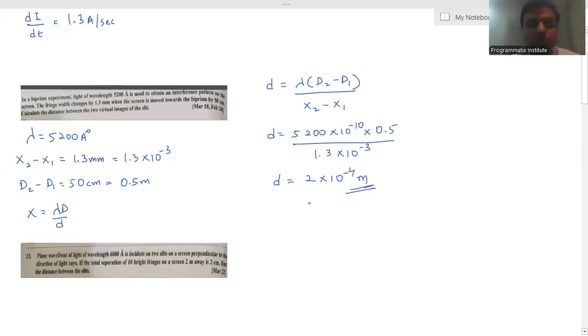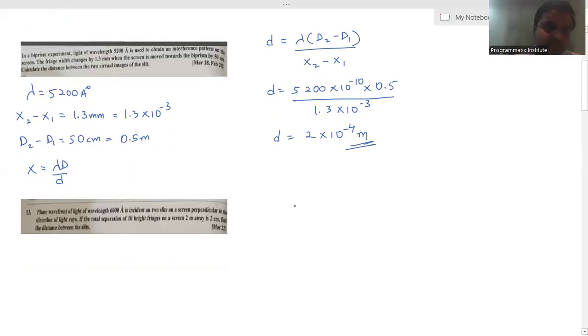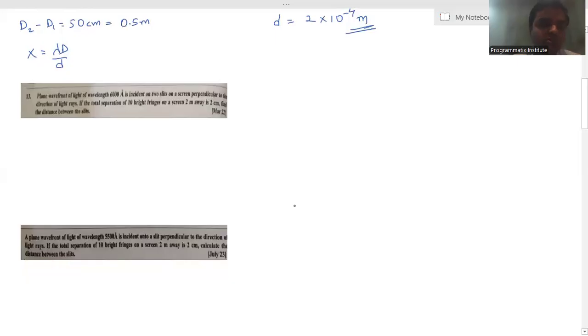So this is the distance between the two virtual images of the slit. Fine. So the next question goes like this. The plane wavefront of light of 6000 angstrom is incident on two slits on a screen perpendicular to the direction of the light rays. If the total separation of 10 bright fringes on the screen, 2 meters away, is 20 centimeter, find the distance between the slits. Okay, fine.